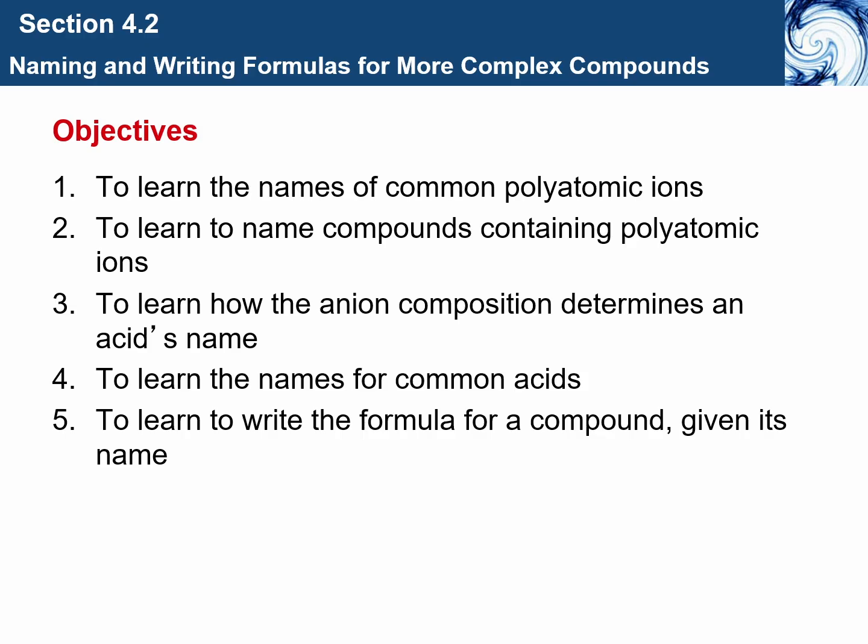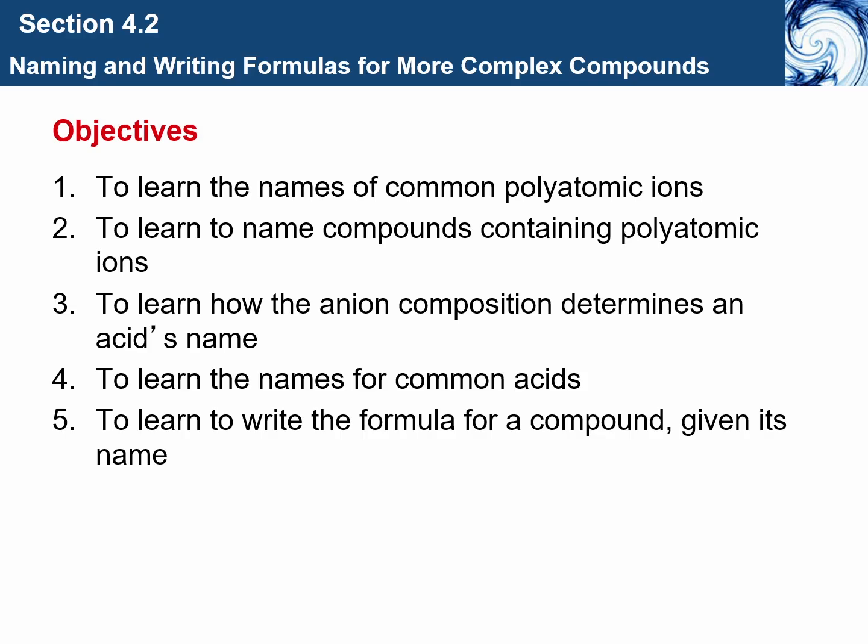First, we're going to need to learn the names of the common polyatomic ions. You're going to have to memorize some of these just by the amount of times we use them. Second, we're going to use the ions to name ionic compounds, just like we did in the last section. Third, we will examine how the composition of and endings of an anion determine the name of an acid. That one will come up a lot more throughout the semester too. And fourth, we will learn several common acids. And then finally, we're going to go backwards just like we did before and name the chemical formula based off of the compound's name and vice versa.